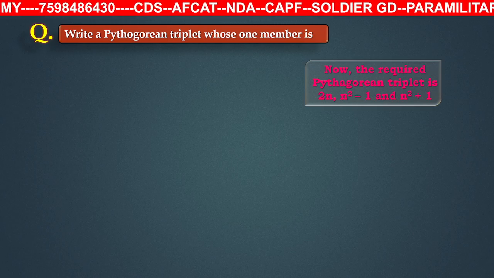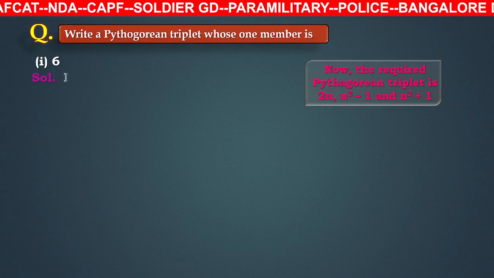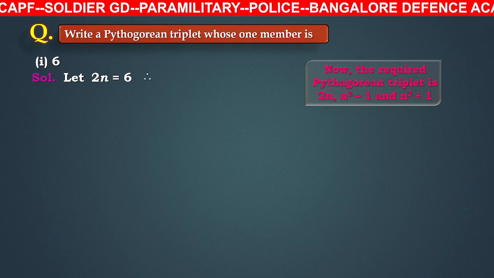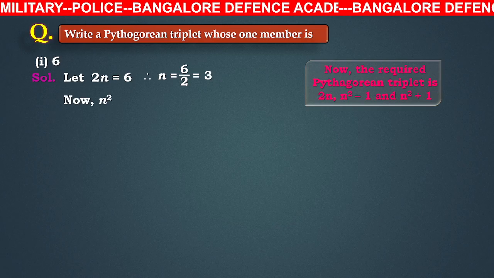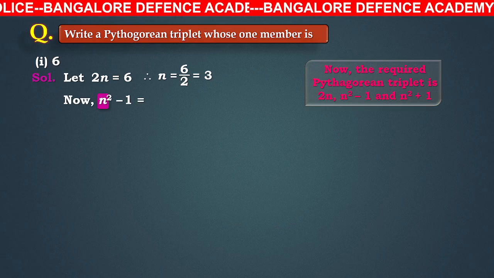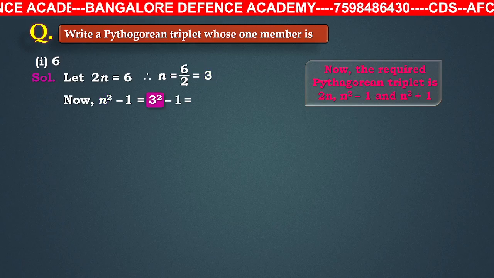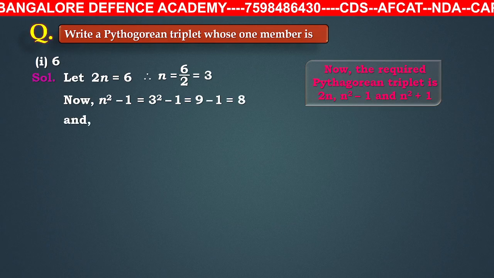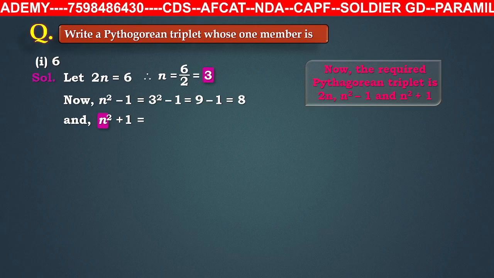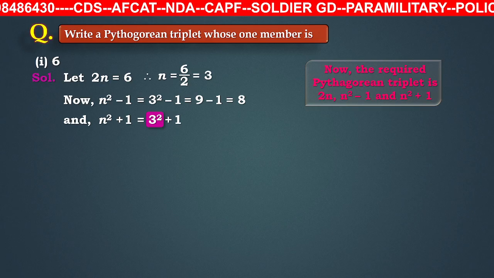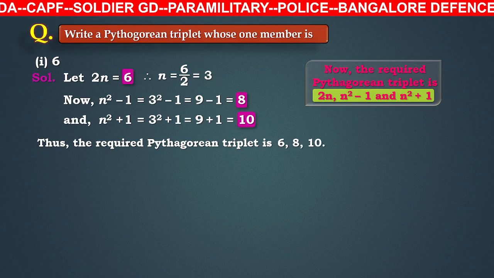Okay, so remember this. Next, write a Pythagorean triplet whose one number is, for example, you should remember this. The first number is 2n, the second number is n square minus 1, and the third number is n square plus 1. Okay, the first number is 6. So 2n is equal to 6. So n is equal to 6 by 2, that gives me 3. Now n square minus 1, we have to find that. So n square becomes 3 square. So 3 square minus 1, that gives me 9 minus 1 is equal to 8. In a similar way, I have the third number, n square plus 1, and I know n is equal to 3. So I'm going to take 3 square plus 1 is equal to 9 plus 1 gives me 10. So I have the Pythagorean triplet, that is 6, 8, 10.